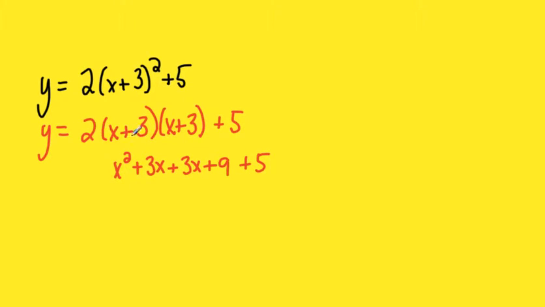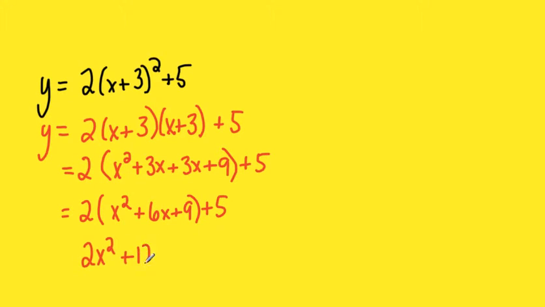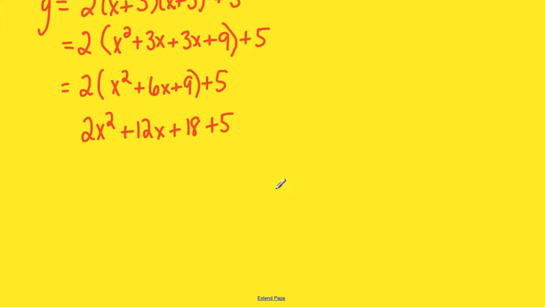Now that 2 is multiplied to the product of these two, so I put parentheses around that. And now you have to simplify. So this 2 would stay on the outside, x squared plus 6x plus 9. I just simplified the parentheses. And now I would distribute the 2, so 2x squared plus 12x plus 18 plus 5. Notice I didn't multiply the 2 by 5 because the 5 is not in the parentheses.